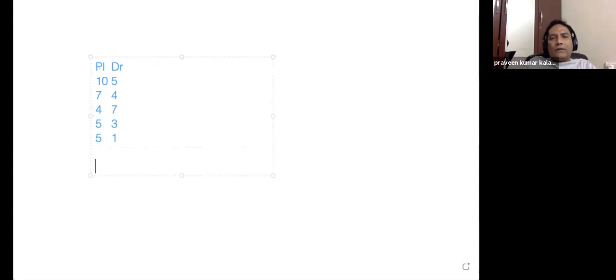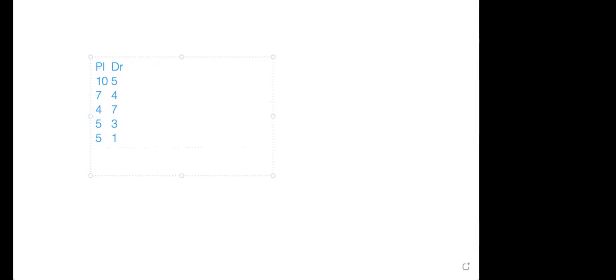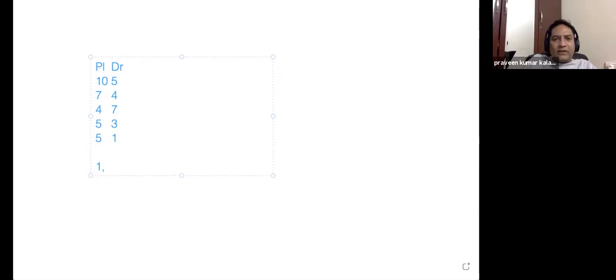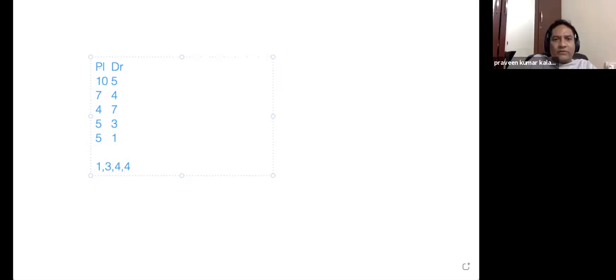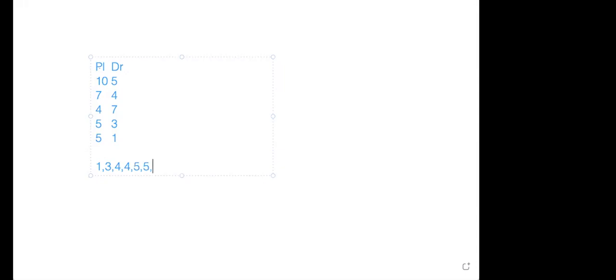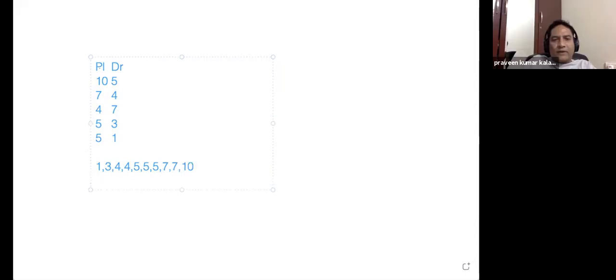So now, what is the first step? Anyone? Rank them in ascending order. Yes. Okay, so now let me put them into ascending order: 1, 3, 4. How many 4s? 2 4s are there. 3 5s. Yes. And then 2 7s, and 1 10.